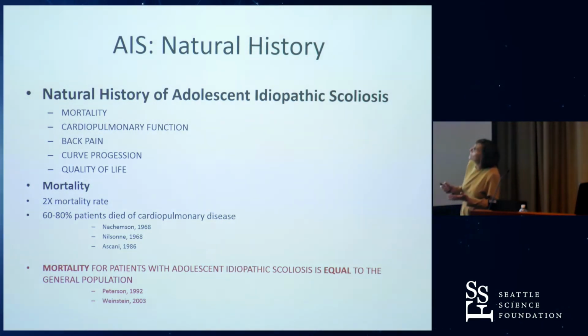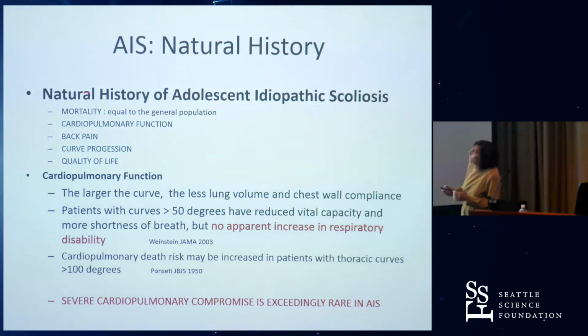When we're thinking about natural history, we do break it down into these groups: mortality, cardiopulmonary function, back pain, curve progression, and quality of life. Some of which are easier to measure and some of which are harder. But we think mortality is equal to the general population. What about cardiopulmonary function? Well, we do know that as curves get larger, the lung volume is changed, and it decreases lung volume and the chest wall compliance as well. But that has to be taken into account as we compare folks, that as we all get older, we all have a little bit less chest wall compliance.